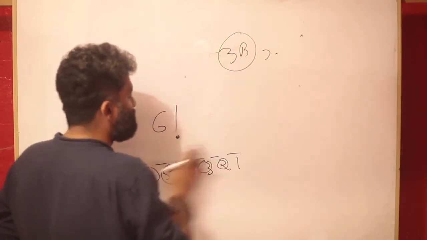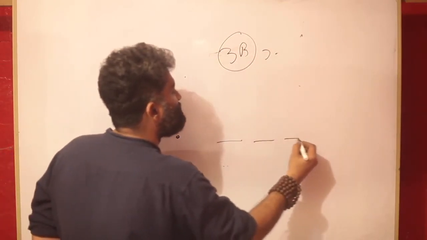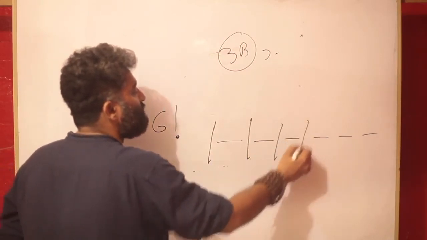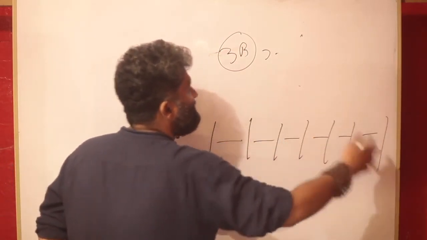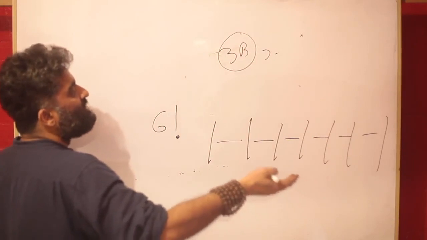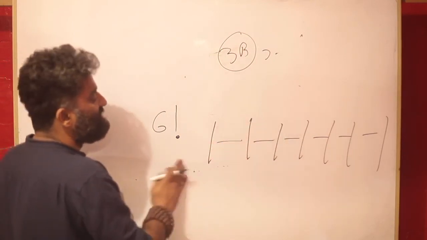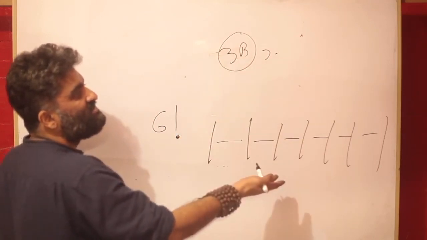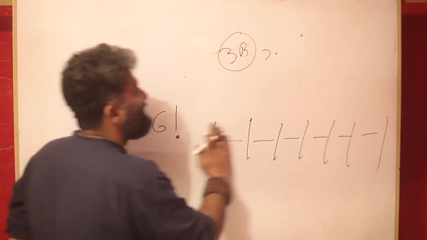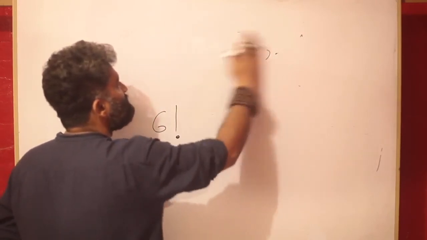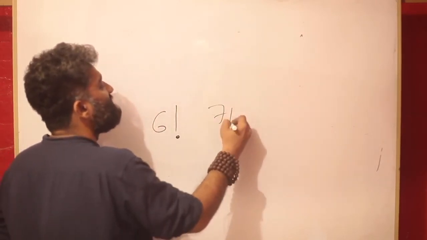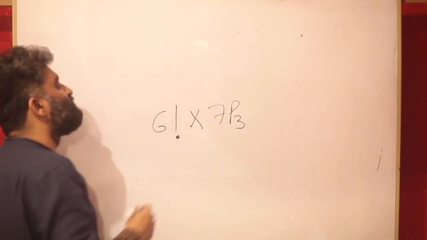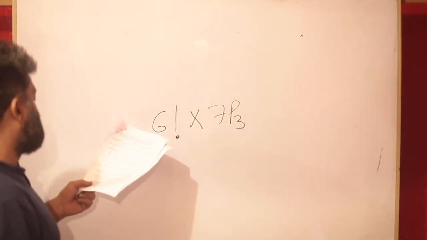And what happens once you arrange 6 people? So if you say 1, 2, 3, 4, 5, 6, what you get is 1, 2, 3, 4, 5, 6, 7 positions, right? So now it becomes a very, very simple question. You have 3 people and you have 7 positions. How can you fill them? Very, very simply, for the first time I'll use the formula. It is going to be 7P3, right? So my answer is going to be 6 factorial into 7P3, right?